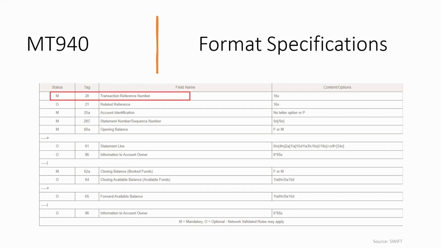The first tag is 20. 20 mentions the transaction reference number. Whenever a bank performs any transaction, it has a unique representation ID, and that unique reference ID is mentioned in tag 20 as the transaction reference number.